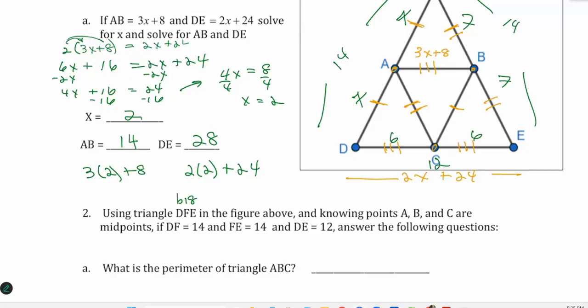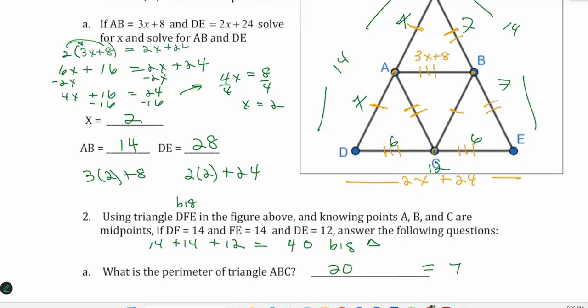Answer the following questions. What is the perimeter of triangle ABC? That's the inside. What I can do is take the outside ones and add them all up. I get 40 for the big triangle. If I get 40 for the big triangle, then the little triangle has to be half of that. It has to be 20. You could also take each of these measurements and divide them in half. So I'd have 7 plus 7 plus 6. Isn't that also 20? So there are 2 ways to do that.